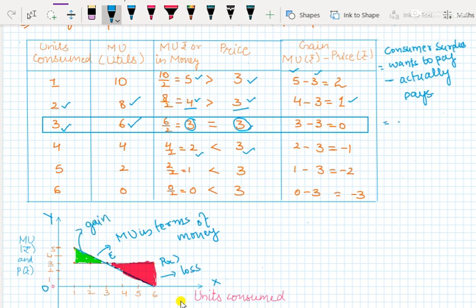If a consumer stops at the second unit, it means he will not get this much gain. If he stops his consumption at 1, he will not have this much gain. So the consumer will be in equilibrium at point E and the equilibrium unit will be the third unit. Hope you understand this concept well. Thank you and have a wonderful day.